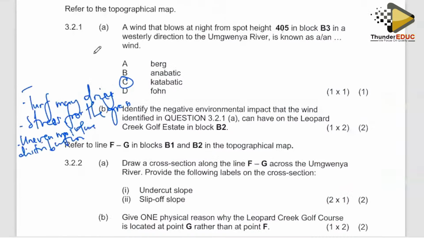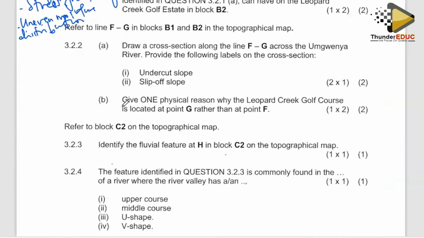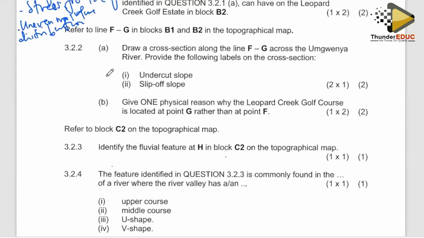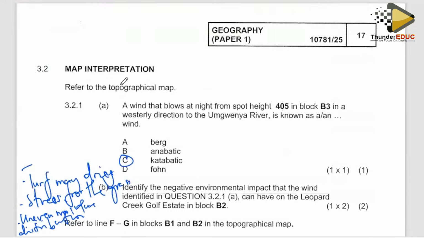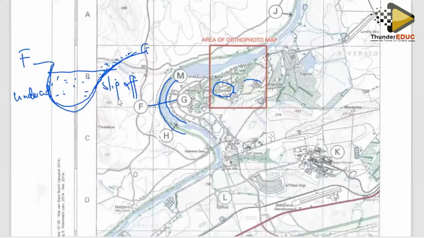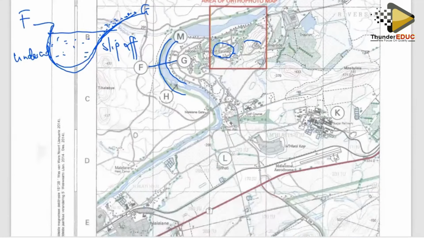Right, moving on to the next question. The next question is saying, give one physical reason why Leopard Creek Golf Course is located at point G rather than at point F. Why do we find this golf course on this part here? Why is it on this side of G, where we said it's a slip-off, and not on this side? The reasons are obvious. We'll try to highlight some of the reasons there. Let me use my drawing board.